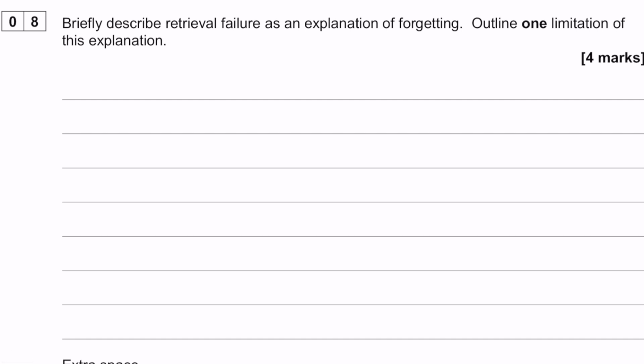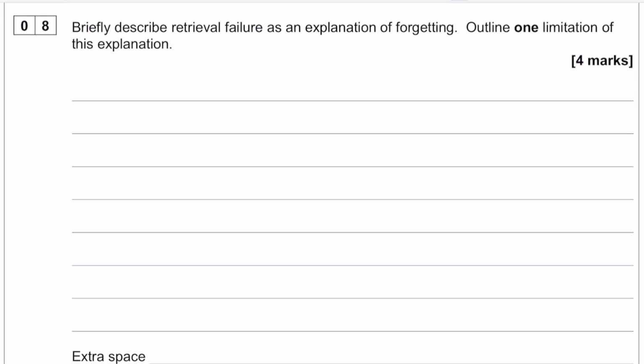So it's a brief outline of retrieval failure whilst still telling me what retrieval failure is, and a brief limitation that still gives me an accurate limitation that's well explained of the theory. So think about condensing, think about being concise. It's not something that's particularly easy, but it's something that you have to do for questions like this. So let's have a look at the model answer.